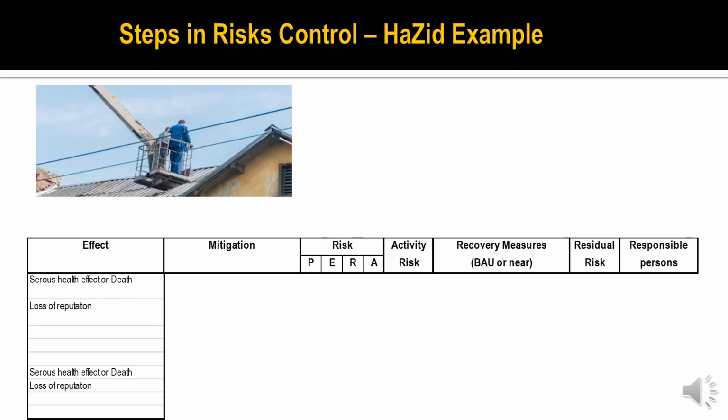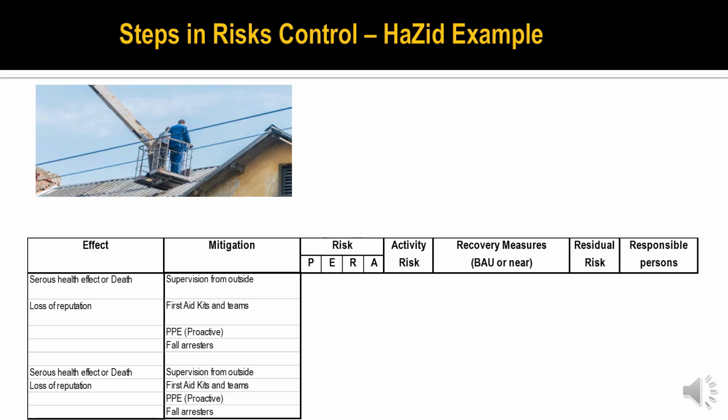We will look at the other side of the thing. After the hazard releases, after the hazard creates problems, how are we going to manage it? So the effect is serious health effect or death, loss of reputation, for electricity as well as for working at height. Now what is mitigation? Mitigation is limiting the damage. How can you limit the damage? Supervision from outside. While this person is working, a supervisor stands away and monitors his activities, and the moment he is getting closer to dangerous levels, the supervisor can shout and say, stop it. So that is a mitigation.